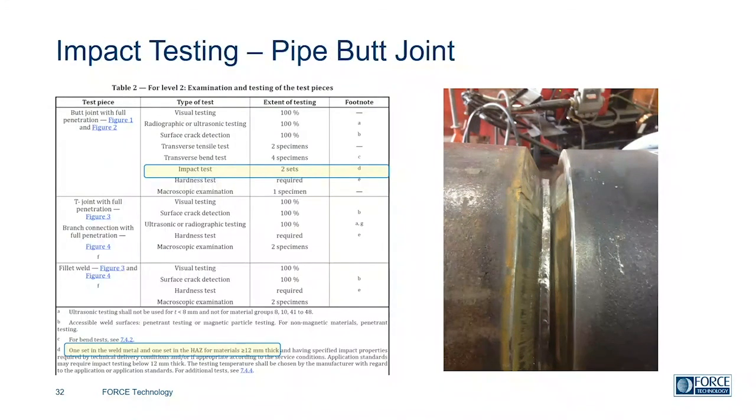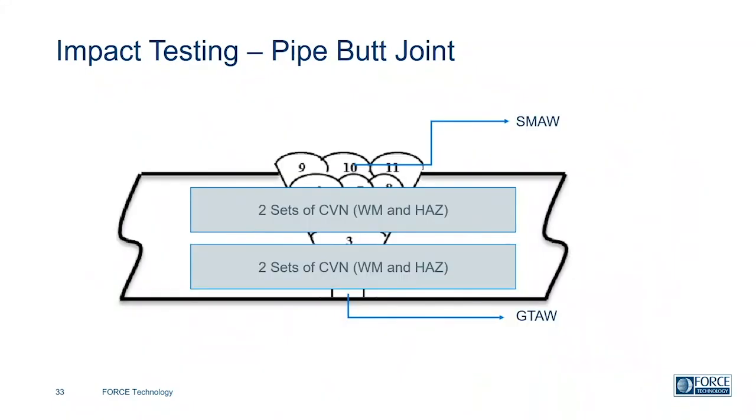So here is an extract from one of the welding codes, and it says, if you look at the yellow boxes, impact tests, we need two tests. And down the bottom, that says, look at footnote D. We look at footnote D: one set in the weld metal and one set in the HAZ for materials bigger than 12. So one in the weld and one in the HAZ. So that means we only have to do two. The problem is we have an additional essential variable here.